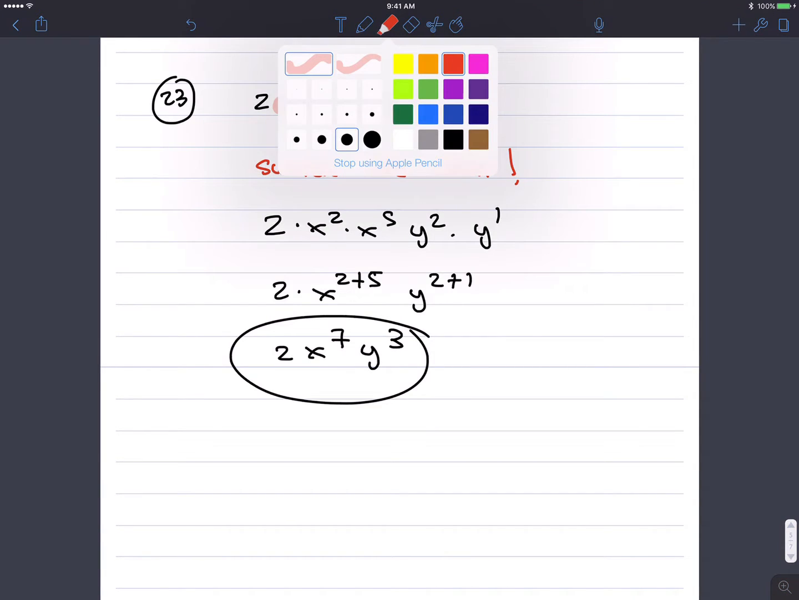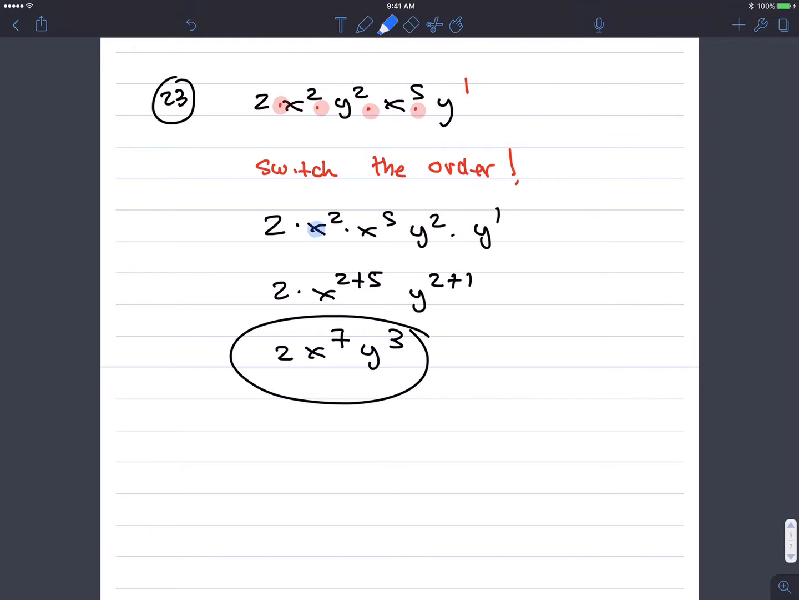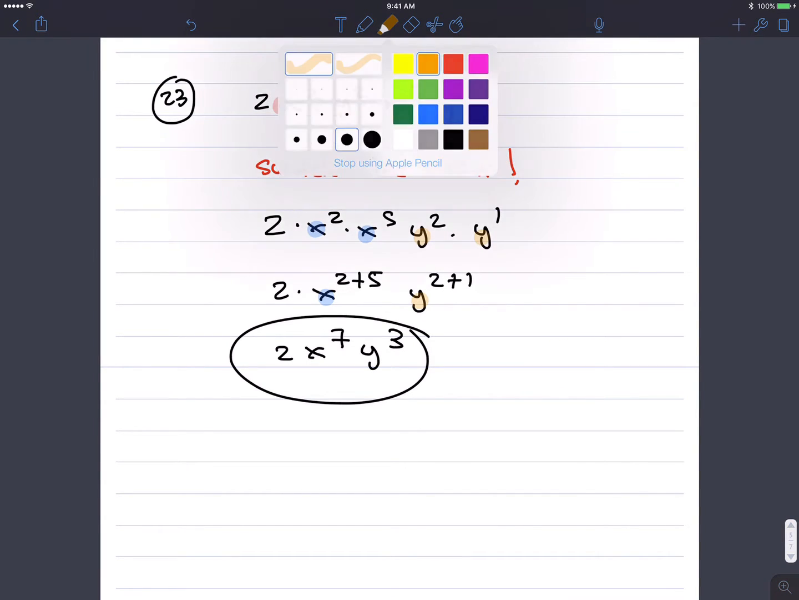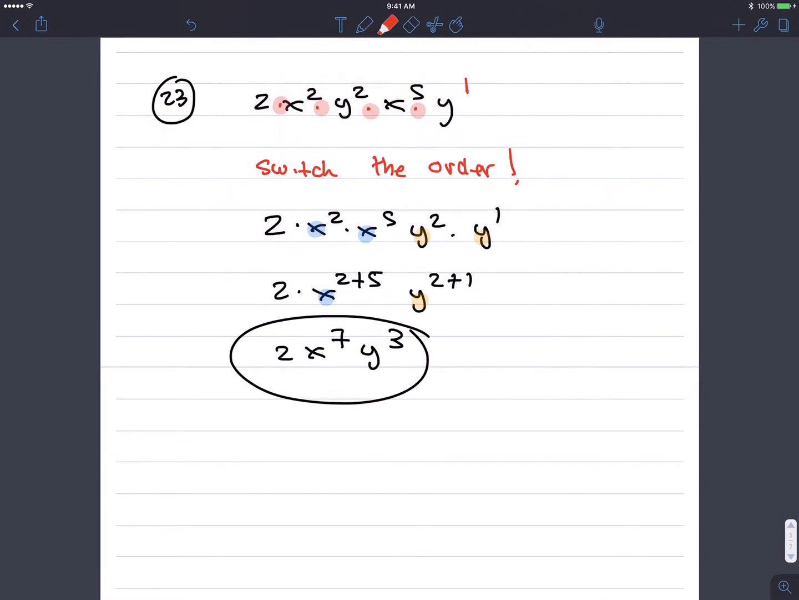Okay, let's go back. Base x, base x. Keep the base x. Base y. Keep the base y. You're now going to simply add the powers. 2 and 5 is 2 plus 5, which gives you 7. 2 and 1 is 2 plus 1, which gives you 3. And you're done.